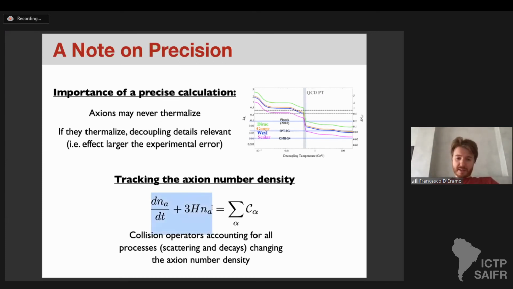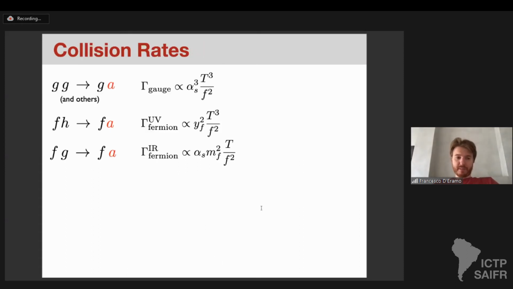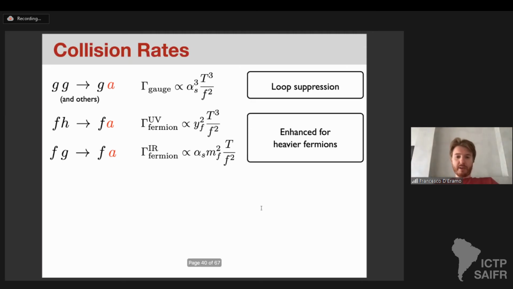So the left-hand side contains the number density of the axion. This is the factor associated to the Hubble expansion. And then there are collision operators accounting for all the possible processes, which could be scatterings or decays of the thermal bath, that affect the number density. If you look at the operators that I gave you for axion couplings, you see that you could have scattering with gluons or gauge bosons. So this is an example of a scattering process that can happen in the early universe, producing axions and maybe also reaching thermal equilibrium for the axion.